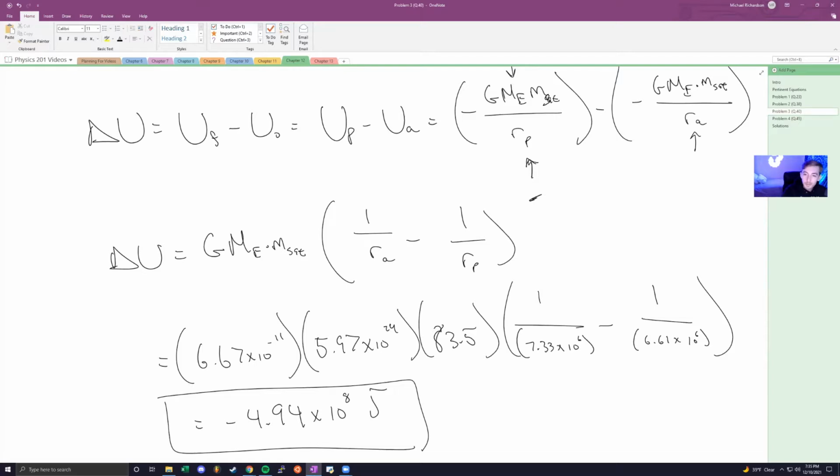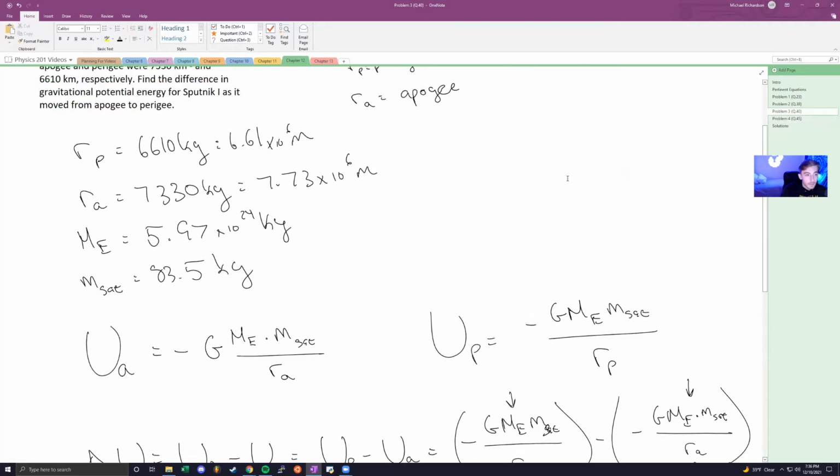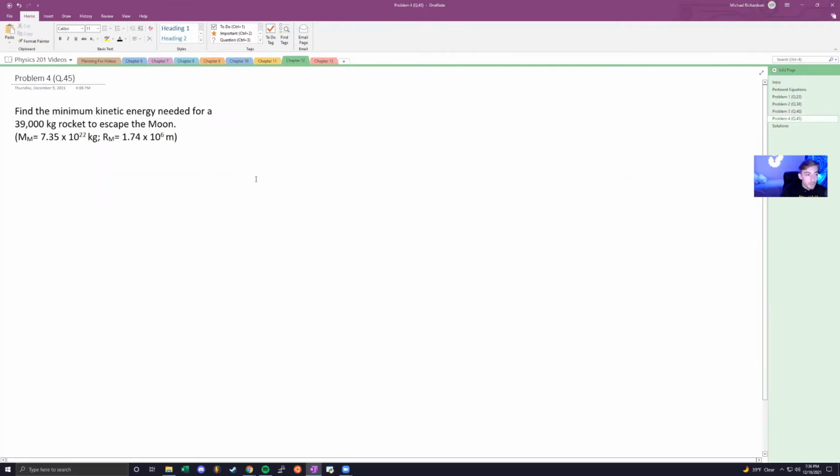Please remember to do those sanity checks for yourself because it lets you fix relatively simple conceptual things, such as why is there a negative sign there? So yeah, that's this one. And then for problem 4. Find the minimum kinetic energy needed for a 39,000 kilogram rocket to escape the moon.